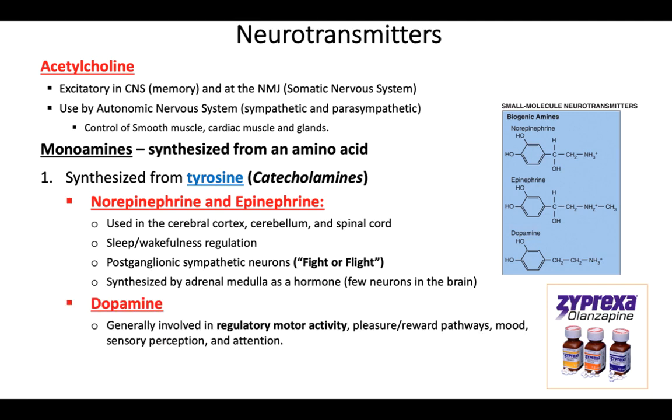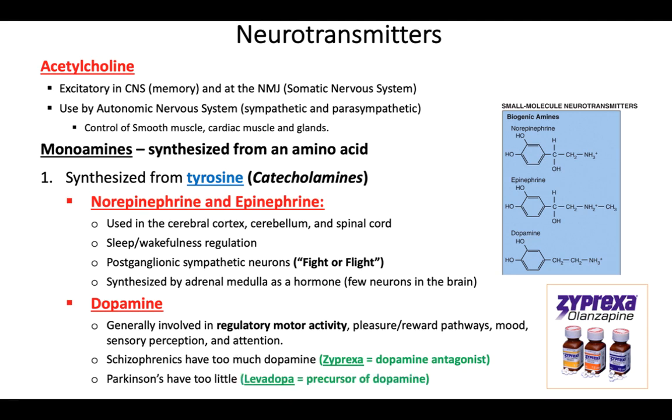Dopamine, we've probably heard of dopamine before. It's also involved in a lot of different things. It helps regulate motor activity, pleasure, reward pathways, mood, sensory perception, attention. It's been found to be high in schizophrenia and low in Parkinson's.